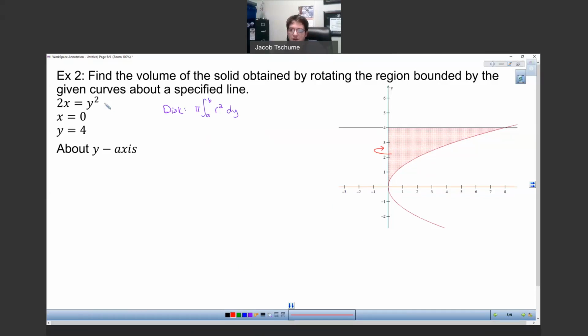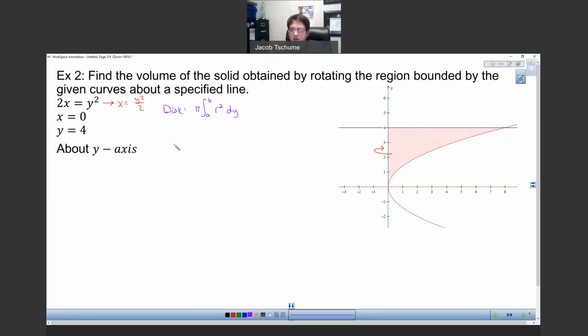Now, the other issue you're going to run into is that you don't have a function of y given to you here, because to have that, you have to get the x by itself in the problem. Well, that's simple enough. You can divide both sides by 2, and you can say that x equals y squared over 2. That's going to be our radius we have to use in the formula.